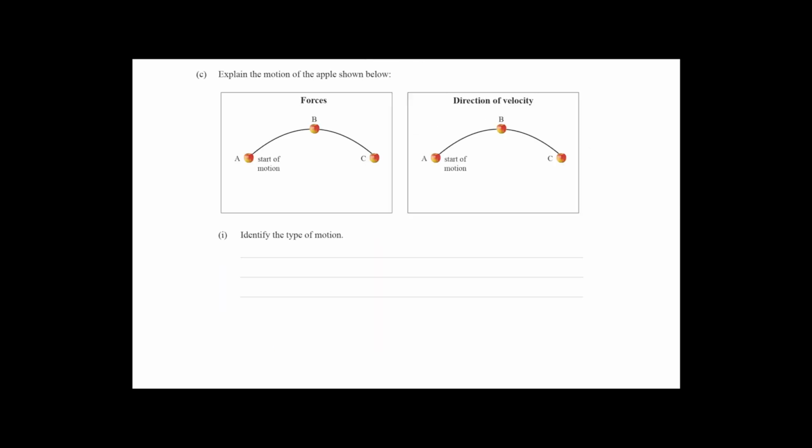Right, next question. So we have the apple here, quite fitting for Newton. So they've sort of reversed the direction though. So identify the type of motion. Well, it's going to be projectile motion. I'm not quite sure why there's 3 lines there.